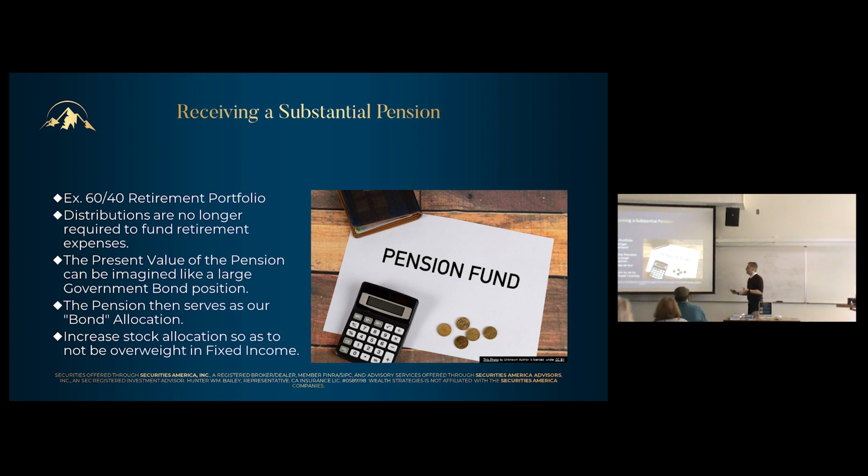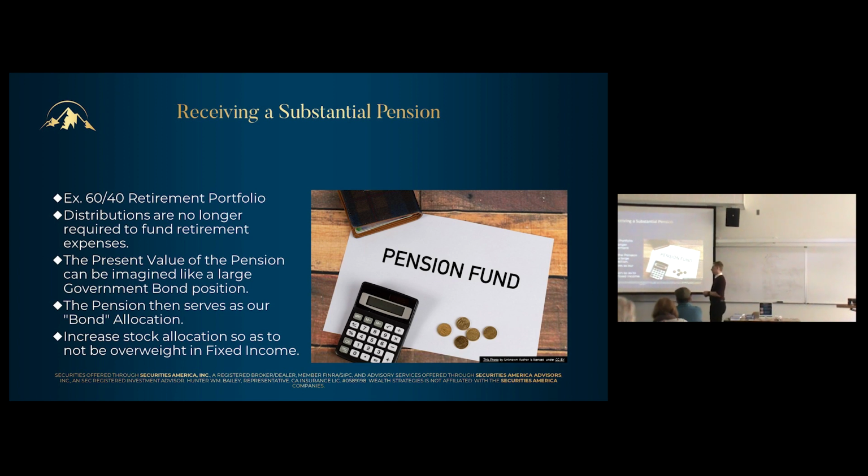If you don't need it anymore and there's no need for it, what you can do is imagine the pension as being like a big government bond position, because it's pretty much a guaranteed amount of money that's coming to you every month, every year, and continues to pay almost like interest. So you can use the value of those distributions and how long they're going to last to give you a present value. That's a little bit of a complicated calculation we're not going to do right now, but you can come up with an idea of how big of a bond this pension would represent.